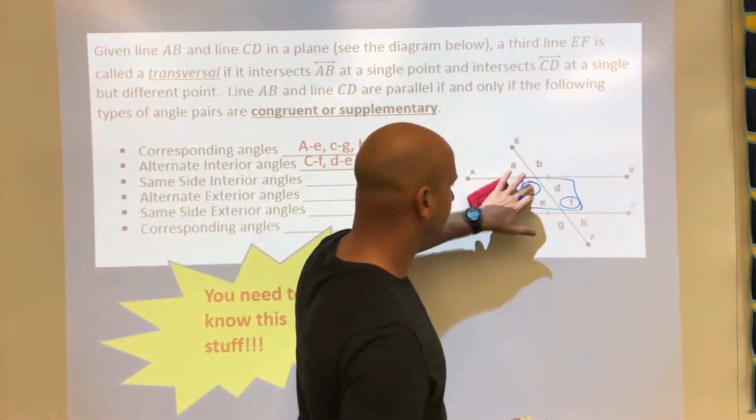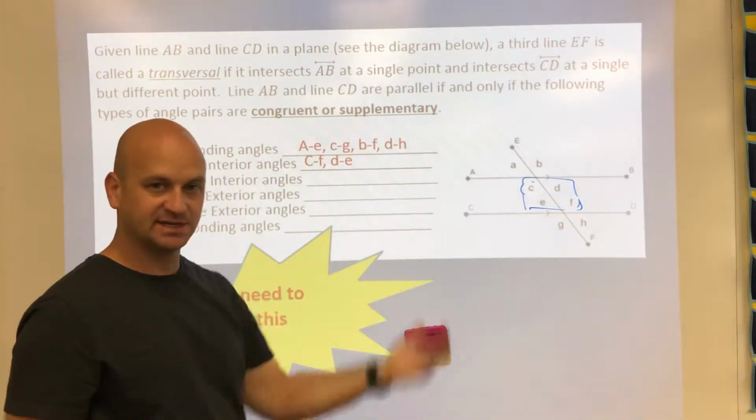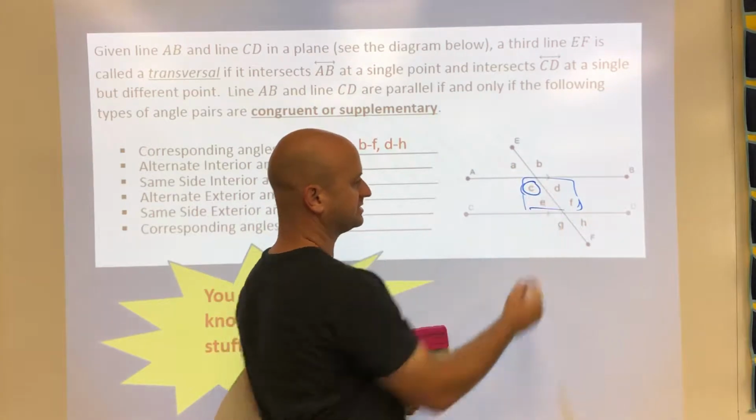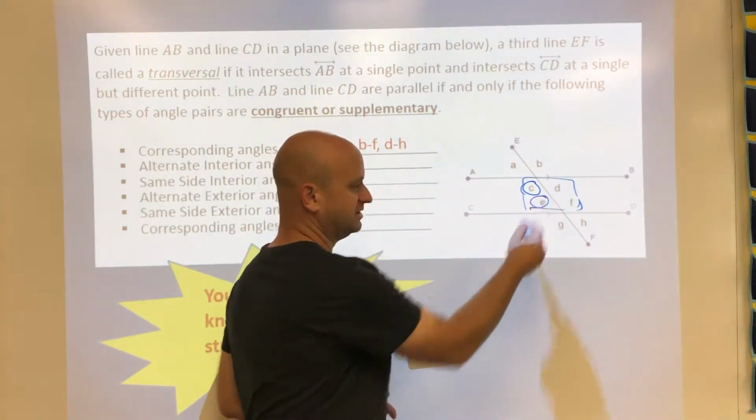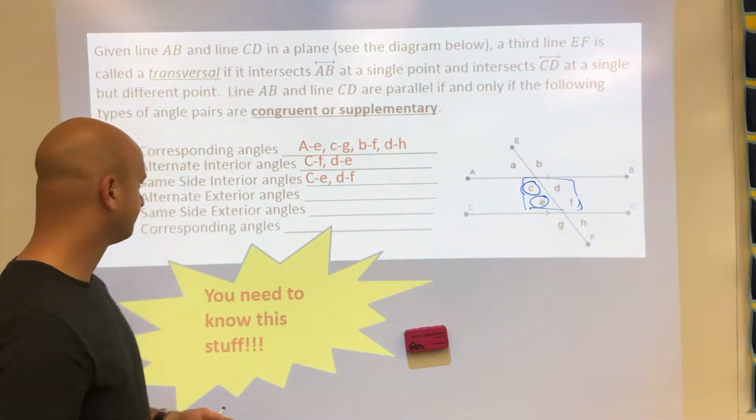Same side interior angles are going to refer to these 4 angles inside again, but they're on the same side of the line. So C is going to be same side with E. And then D would be same side as F.